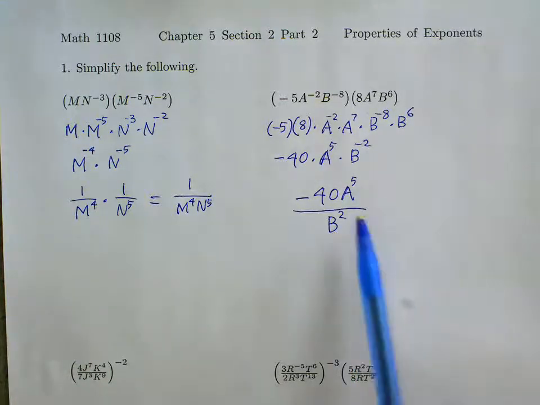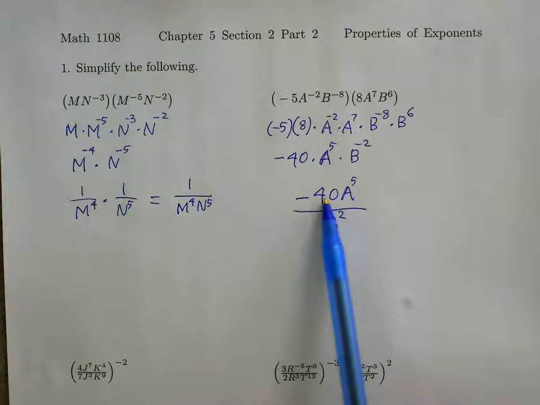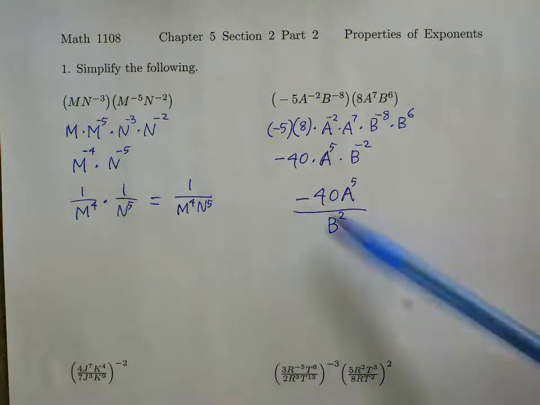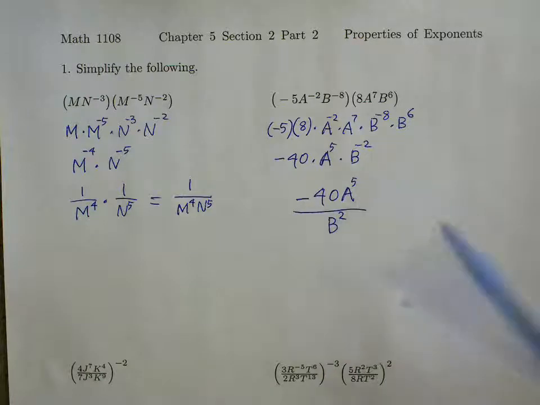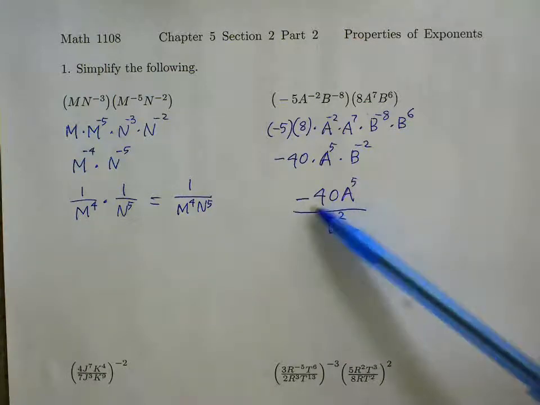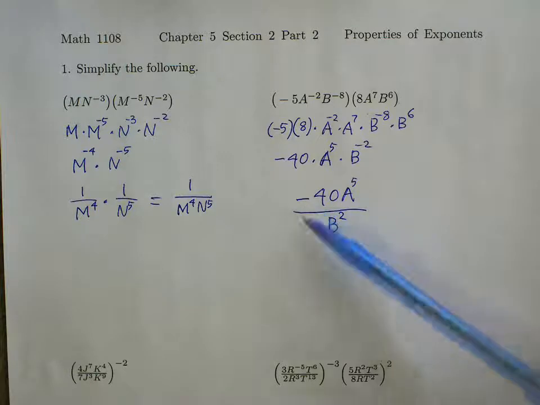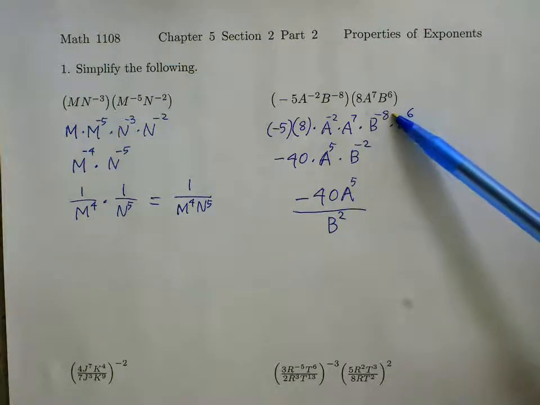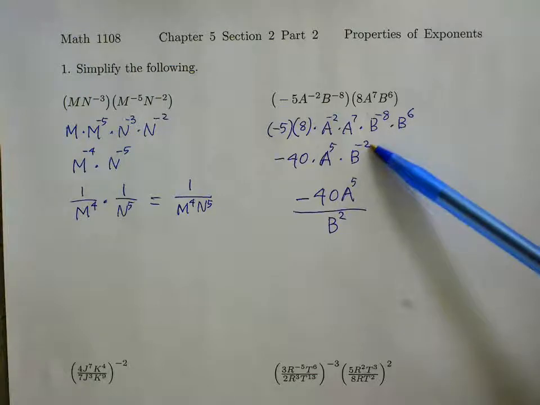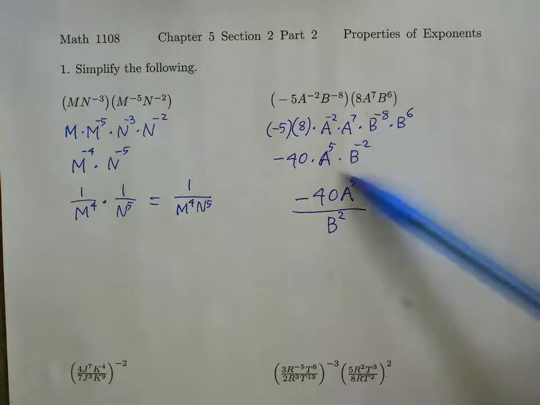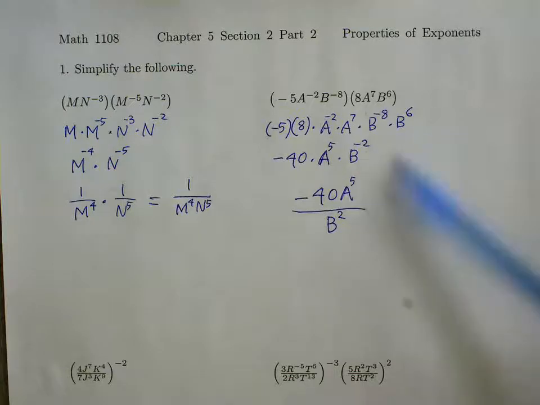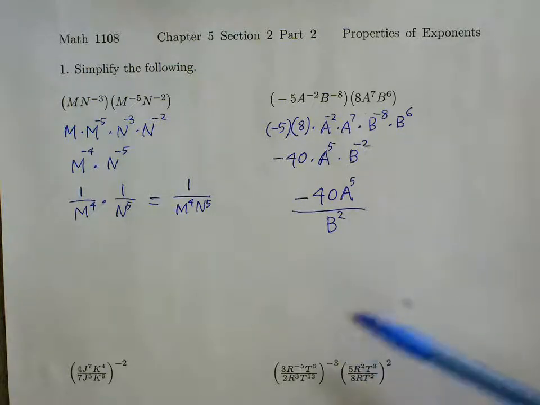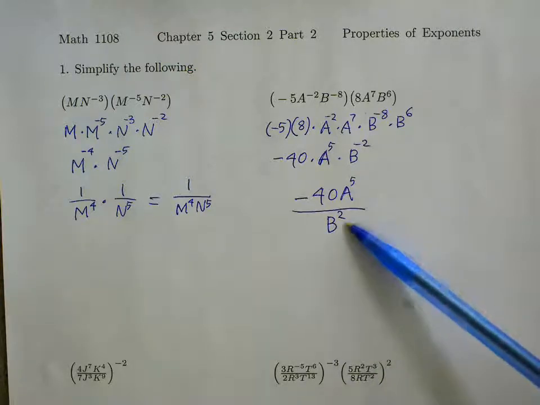So just note the coefficient is negative 40. That's the numerical factor that we're multiplying by a to the 5th. So it stays where it is. It's only when you have a negative exponent, like b to the negative 2, when the exponent is negative, you move it across the division bar and make the exponent positive.